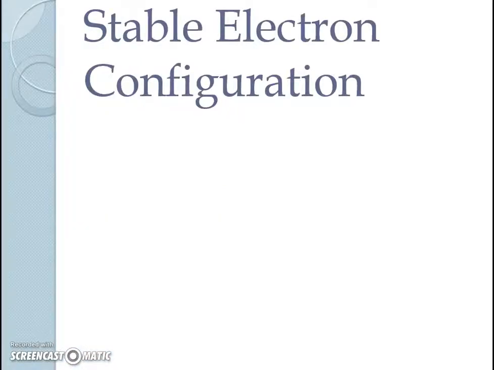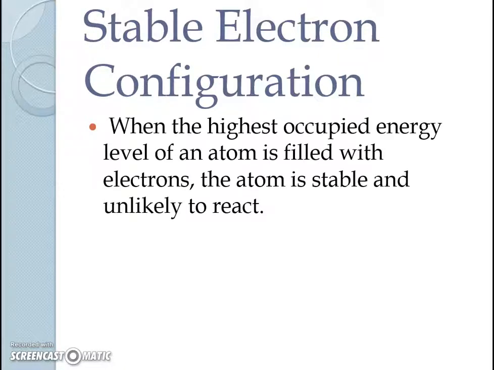There are a few things that we need to go over from Chapter 5 before we really get into what ionic bonding is. The first is a stable electron configuration, and that's when your highest occupied energy level, or the outermost shell, is completely full of electrons. That means the atom is completely stable and unlikely to react. So think about all of your group 18 elements: helium, neon, argon, krypton. All of those have a completely full and satisfied energy shell.